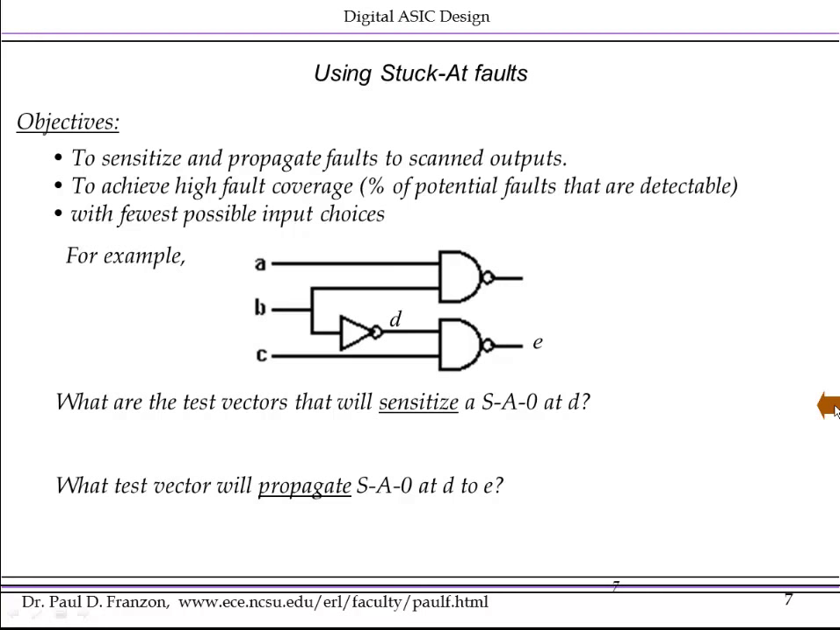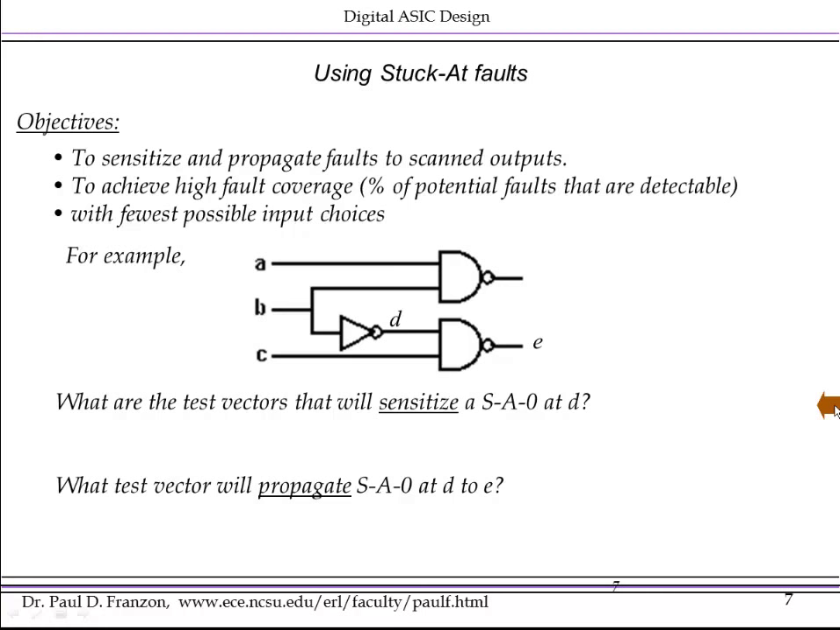So what we're going to do is apply these stuck-at faults to our design to determine how we detect them. We want to be able to detect both stuck-at faults at each and every node in the design. That is, they can occur anywhere in the design, and we have to make sure that none of the nodes in the design are stuck at 0 or stuck at 1.